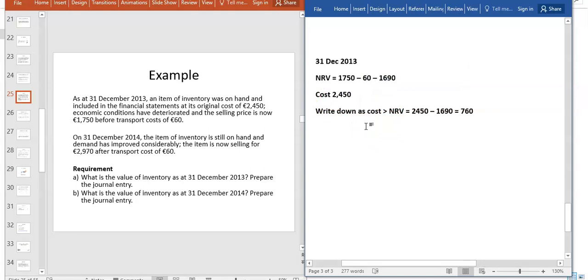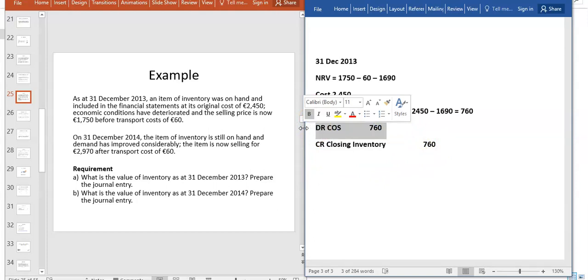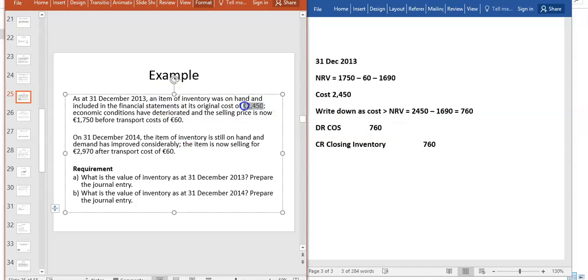So how you do that is you debit cost of sales 760, you credit closing inventory 760. So think what I'm doing there. I'm saying my closing inventory is overstated. So to reduce an asset, I credit the asset. Credit closing inventory. I'm also saying that if closing inventory is lower, my cost of sales are going to be higher. So I debit my cost of sales 760. This is assuming, as we're told already, the 2,450 is already in the statements. So we're adjusting on that basis.